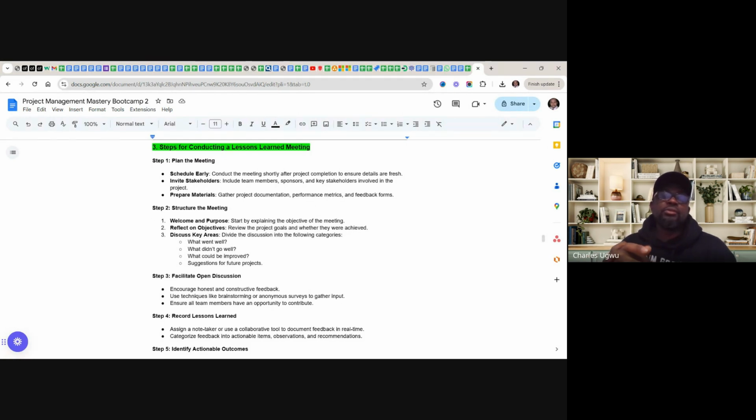Number 2, structure the meeting. Welcome and purpose. Start by explaining the objective of the meeting. You need to clearly state why this meeting is very important, and reflect on objectives, review the project goals and whether they were achieved. Every project has a set objective when we are starting. Some people will just finish the project and they didn't even know whether they achieved the goal or not. That is one of the reasons you have lessons learned.